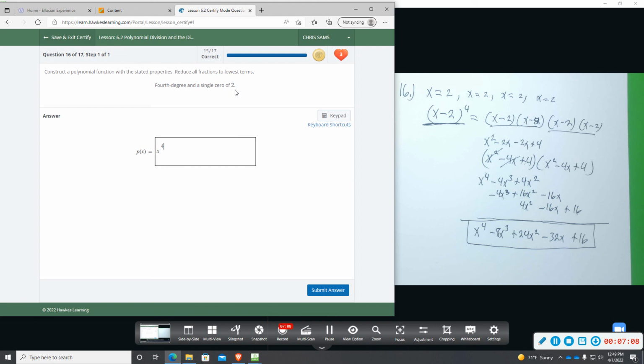X to the 4th minus 8x to the 3rd plus 24x squared minus 32x plus 16.